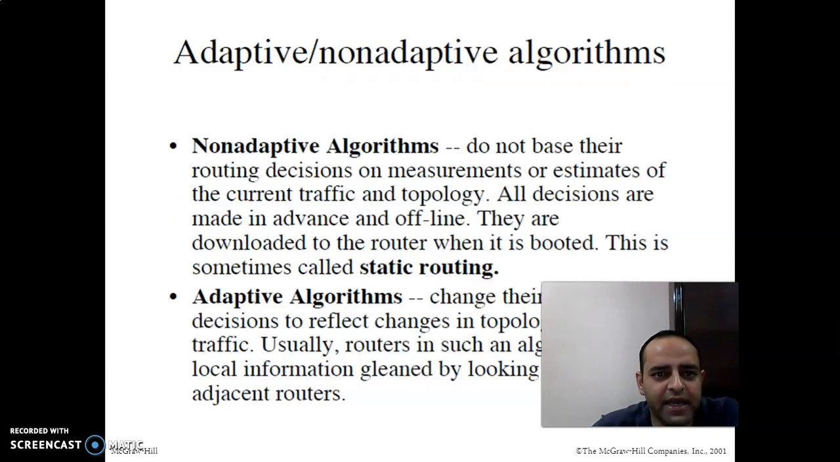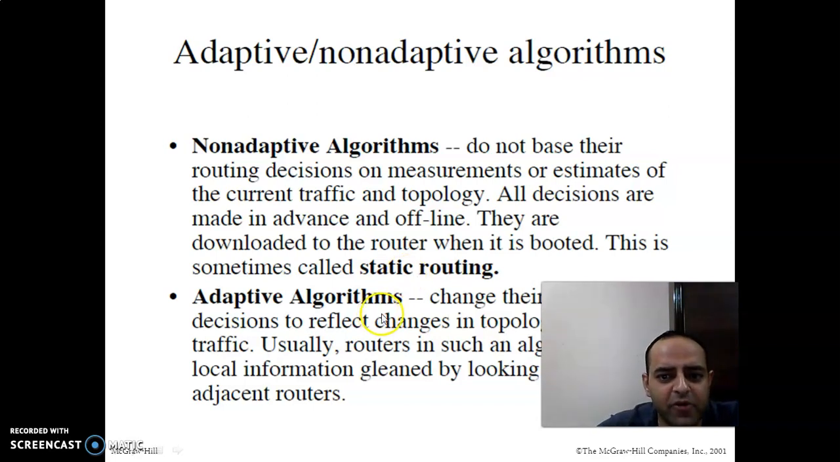That is optimality. Now we have non-adaptive routing and adaptive routing. Non-adaptive routing basically cannot adapt its routing decisions. Suppose there are some problems; all the decisions are made in advance and it is offline. This is also called static routing, because in this case the router is not able to adapt. The packet has to go from the same path.